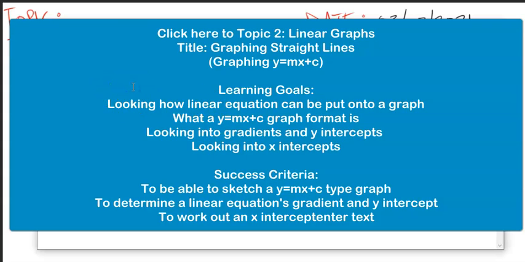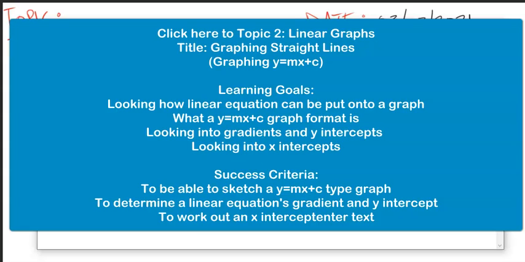For the learning goals for this one, we're going to look into how linear equations can be put onto a graph. We're going to look into what a y equals mx plus c graph format is, look into gradients and y-intercepts. We're also going to be looking into x-intercepts and how they work as well. Some of this terminology might be quite familiar to you from the previous years, especially if you're used to graphing lines. Let's just assume that there's a fresh slate and you don't know any prior knowledge.